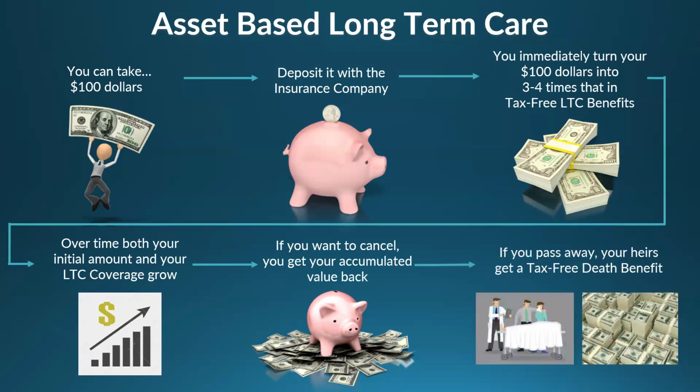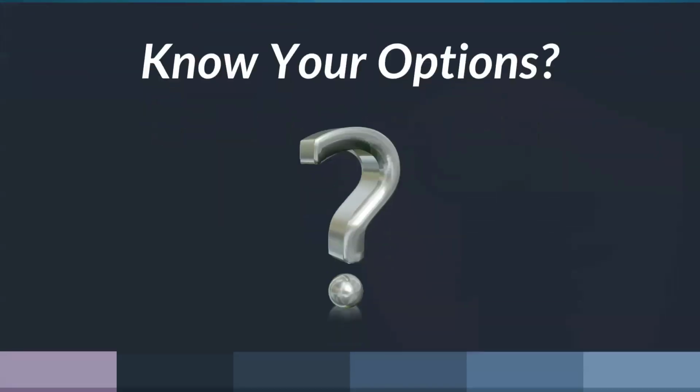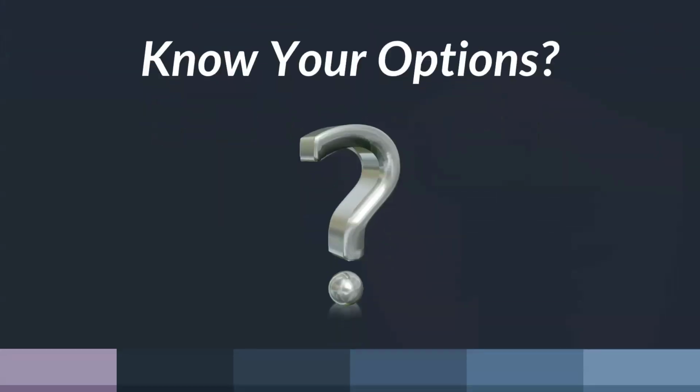Finally, if you don't ever use that benefit during your life, your family's going to get a tax-free benefit. They're going to receive that money so they can use it. Because you didn't use it, you can pass it on to your heirs just like any other life insurance policy or annuity.